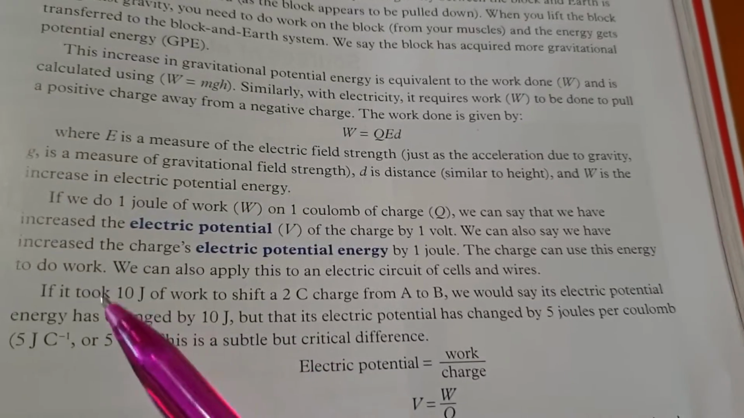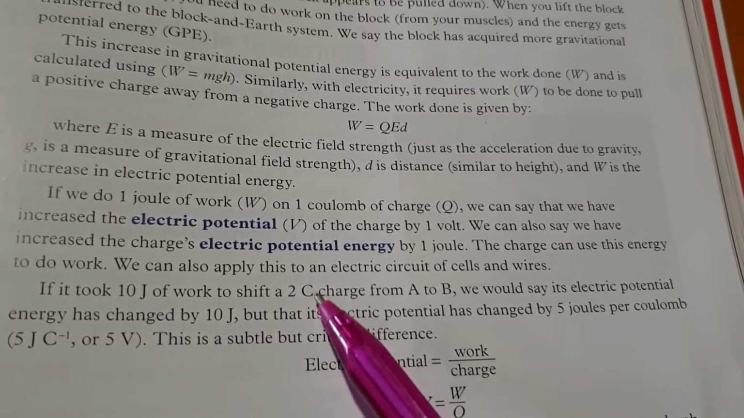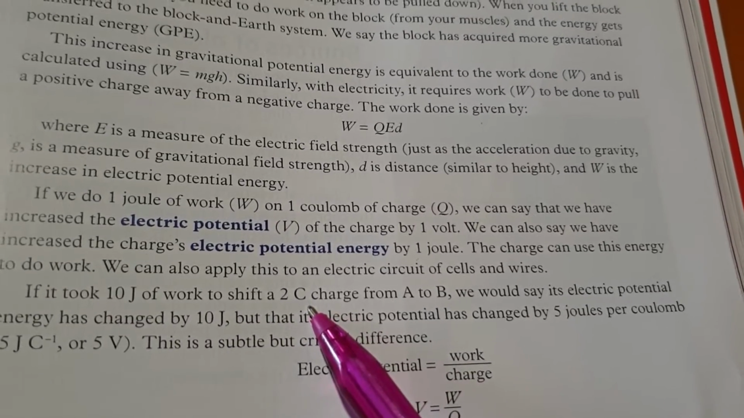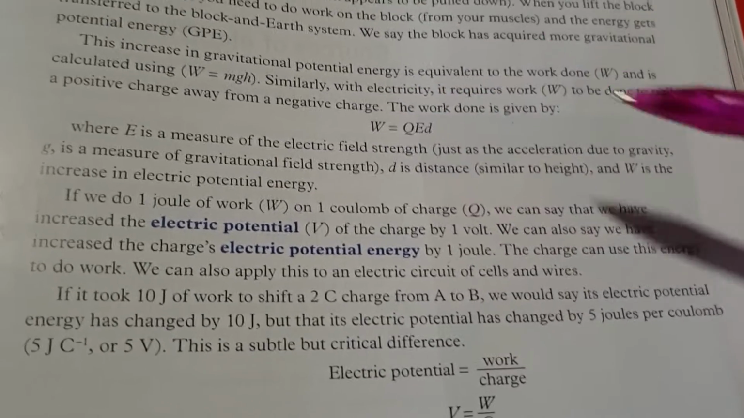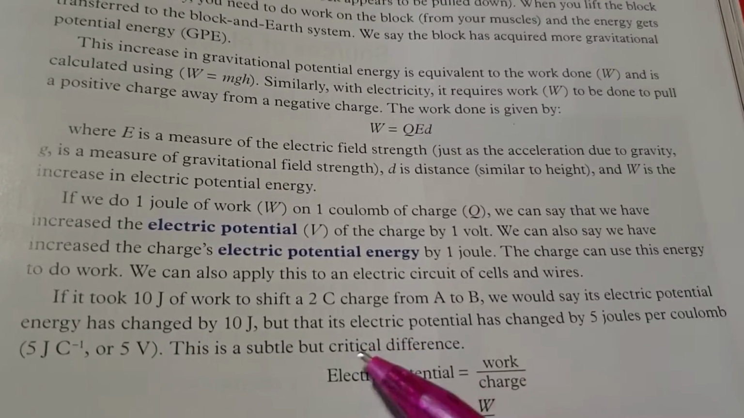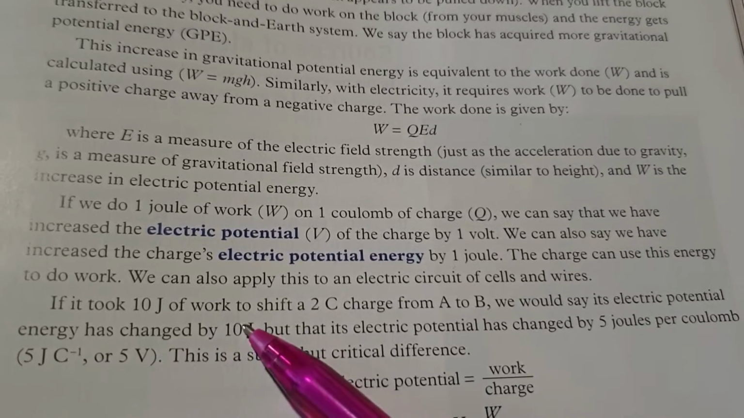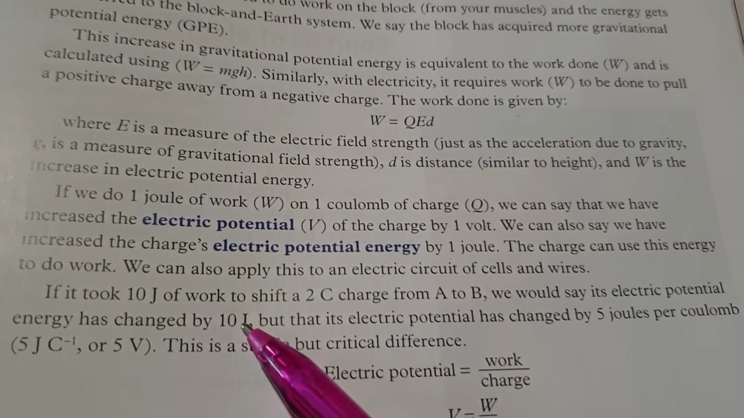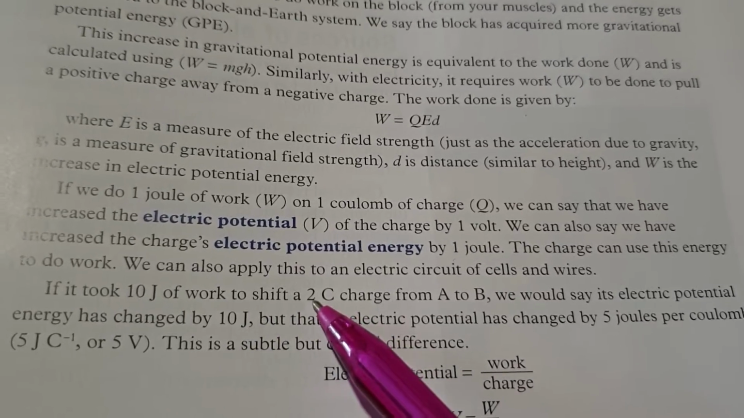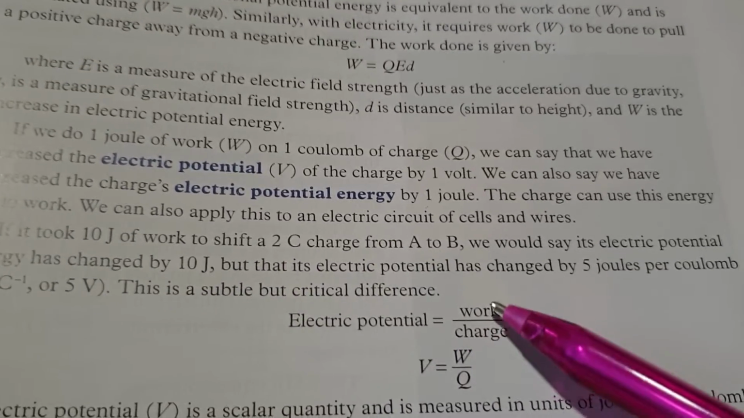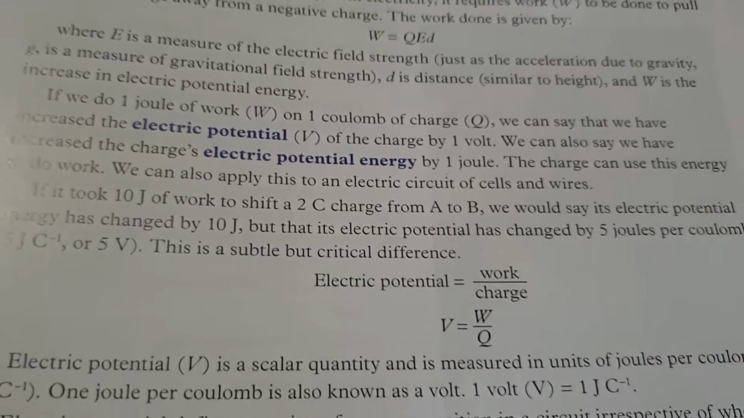So then there's an example. It took 10 joules of work to shift a 2 coulomb charge from A to B. Notice they're not worrying about this distance business. This was just an introduction. We would say its electric potential has changed by 10 joules. So that's 5 joules for each coulomb. So the electric potential is work divided by charge.